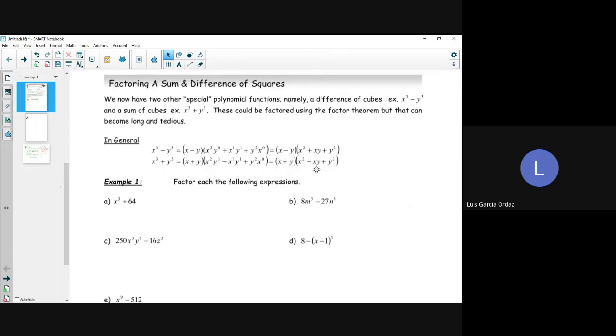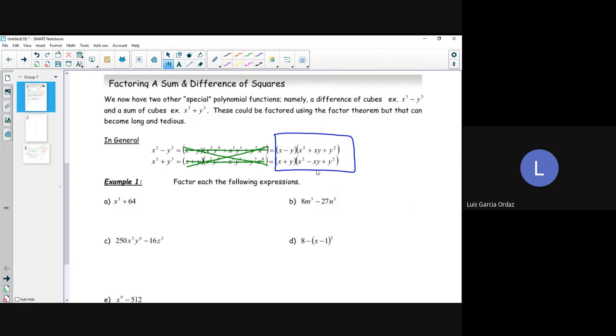So what we're going to do is ignore this part. Don't even look at this. This just makes it more confusing. We're just going to focus on this part over here. When we have a difference of cubes, x cubed minus y cubed, all that simplifies to is x minus y times x squared plus xy plus y squared.